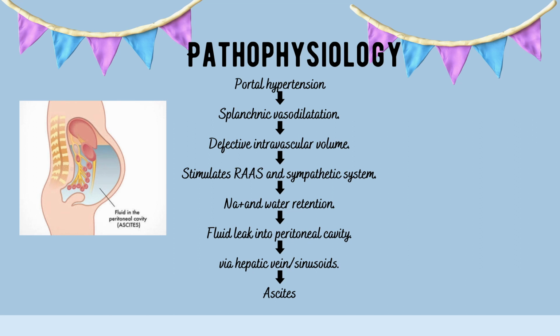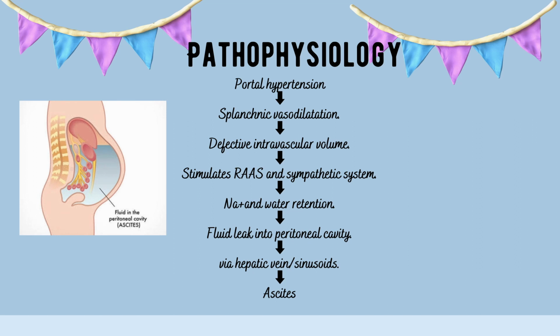As you can see in the picture, fluid is there in the peritoneal cavity. This is ascites. So what happens is, we know that if the patient has entered the decompensation stage of liver disease, then portal hypertension will be there. Now if portal hypertension is there, it will lead to splanchnic vasodilation. Blood vessels will dilate. It will lead to defective intravascular volume, and so it is going to stimulate the RAS and the sympathetic system. They will get stimulated, and what will that result in? Sodium and water retention. Because of the action of RAS and the sympathetic system, sodium and water will be retained.